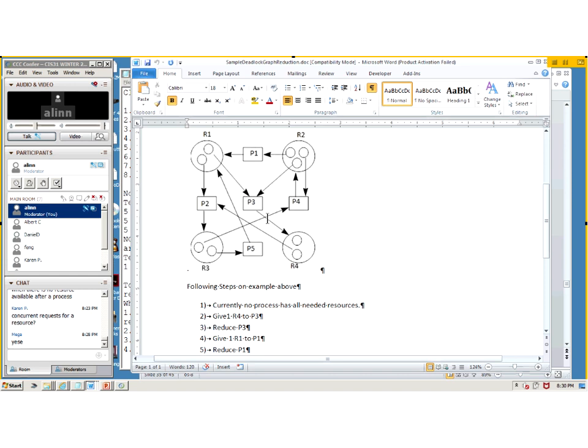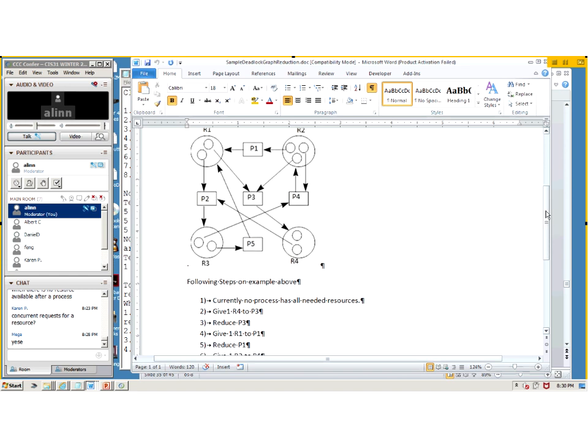When you do it, you'll have to keep a note or something so that you know that you've already reduced that. I don't know how you're going to do it on the test because you're not on paper, but you'll do it as best you can. You can print this and do it on paper if you want. So you reduce P3. Now give one R1 to P1. Now you go back to step 1. Does P1 have all of it? Yes, it has. So you can reduce this one.